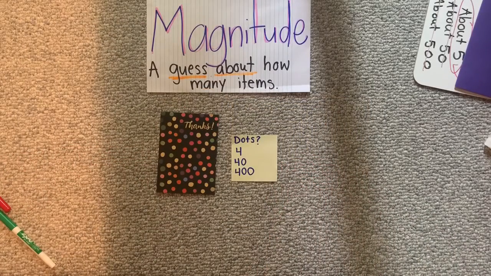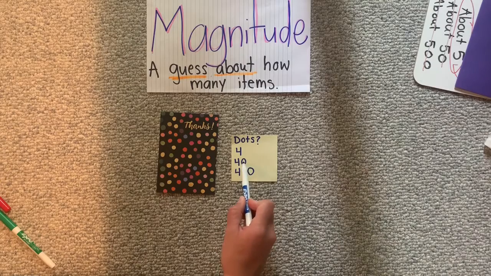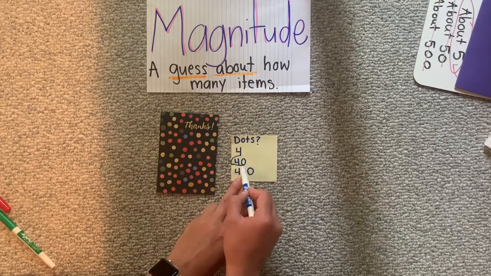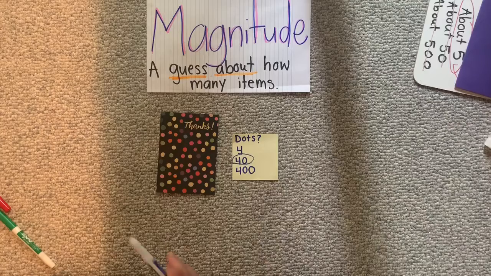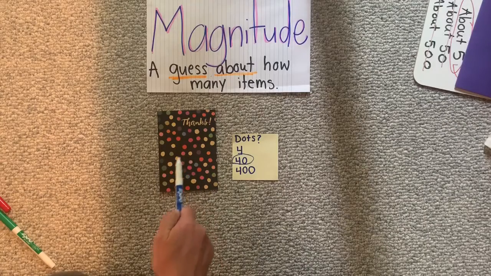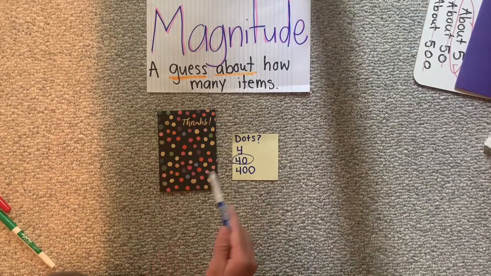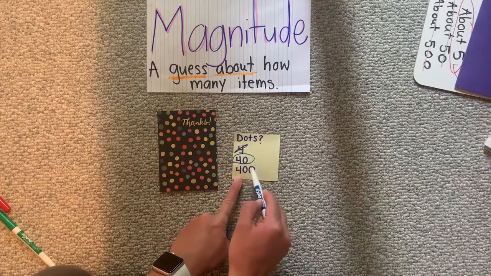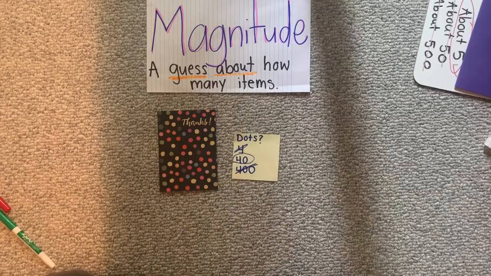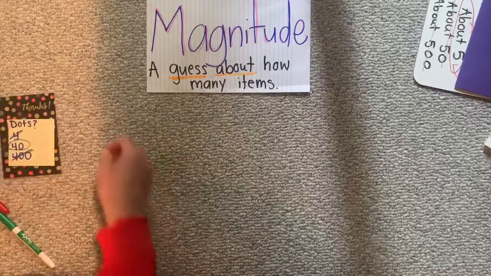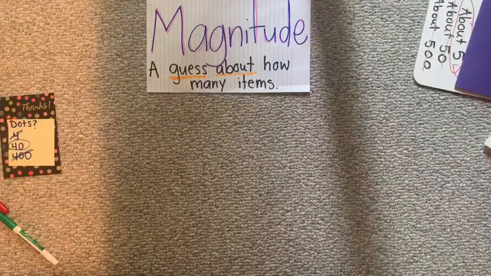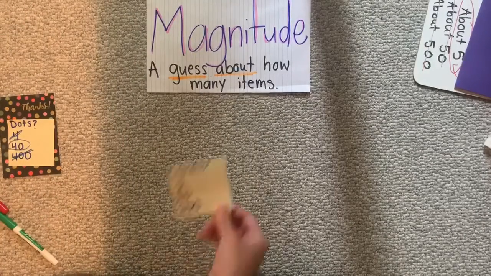If you said about 40 dots, you would be correct. You are guessing. There might not be exactly 40 on this card. Maybe there's only 30. But we know that there's more than 4 and that there's less than 400 dots. Now for our last example, I want you to do the same exact thing. You will be thinking out loud to find your answer.